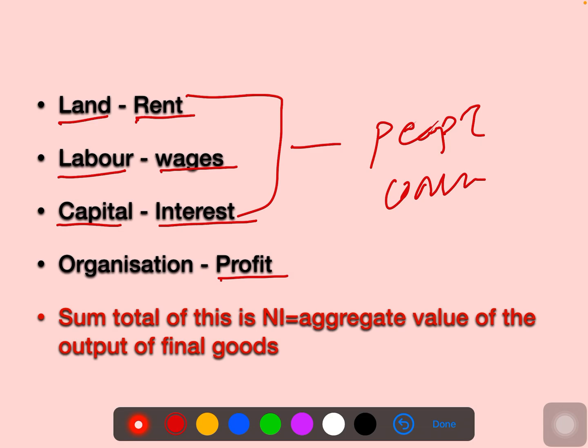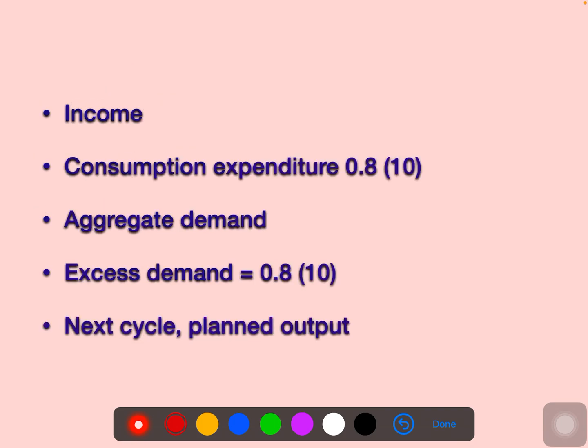Combining the total factor payments, this is called factor payments. Factor payments, combining everybody's income, will be called national income. The national income is completely equal to the aggregate value of all final goods. Whatever goods and services you are producing, the national income will be exactly equal to it.